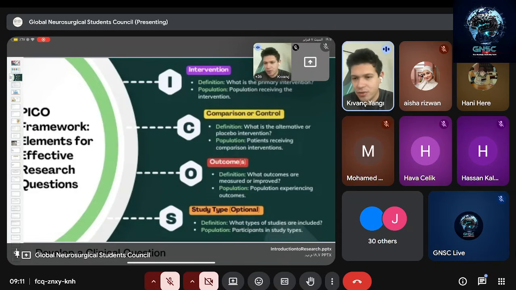Let's say gamma knife radiosurgery. And you'd like to compare gamma knife radiosurgery with the conservative management options. Then your intervention is gamma knife radiosurgery.